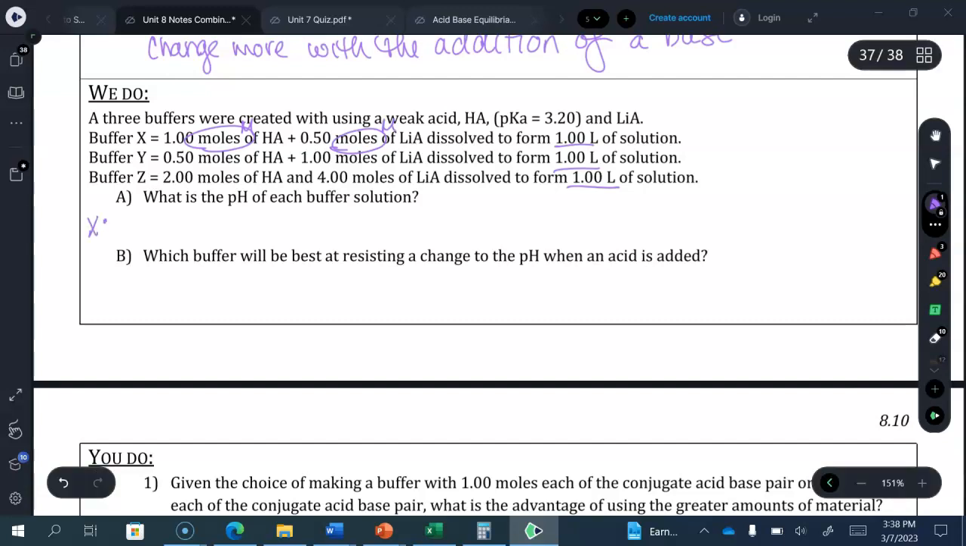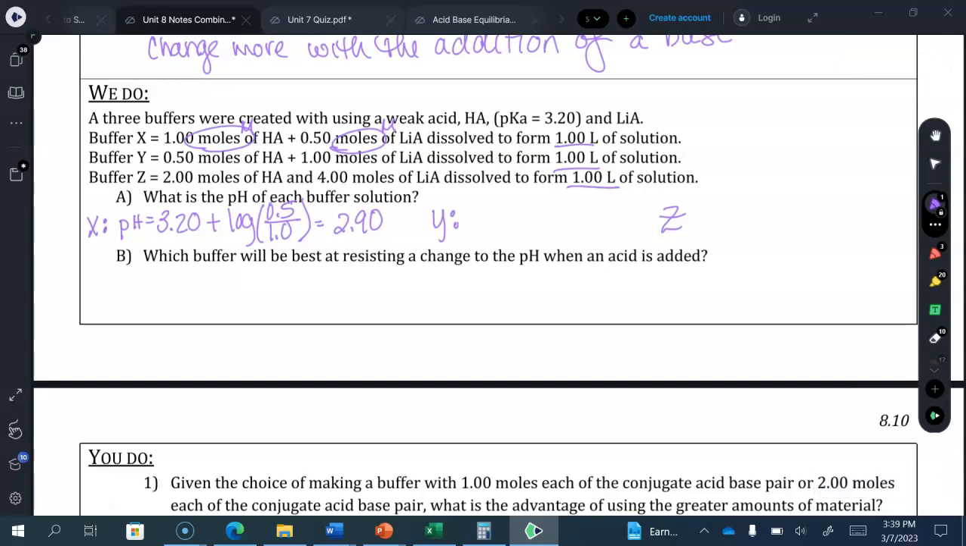Okay, so for X, there's not a lot of room here. We see that pH is equal to pKa. Our pKa is given as 3.20 for every single buffer because they're all the same acid, plus the log of the concentration of the conjugate base, so that's 0.5 over 1. And when we plug that into a calculator, we should get 2.90. I want you to try this for Y and for Z. Please pause the video now and try this with Y and Z.